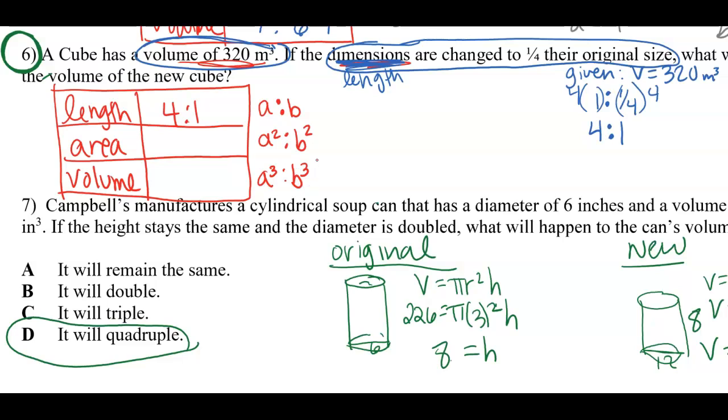I know these relationships between these different comparisons. And so I basically right now know that A can be 4 when B is 1. And so I can square those things to get the area ratio. So 4 squared would be 16 and 1 squared would be 1. And I can cube the 4 and the 1 to get the volume ratio. So 4 cubed is 64 and 1 cubed is 1.